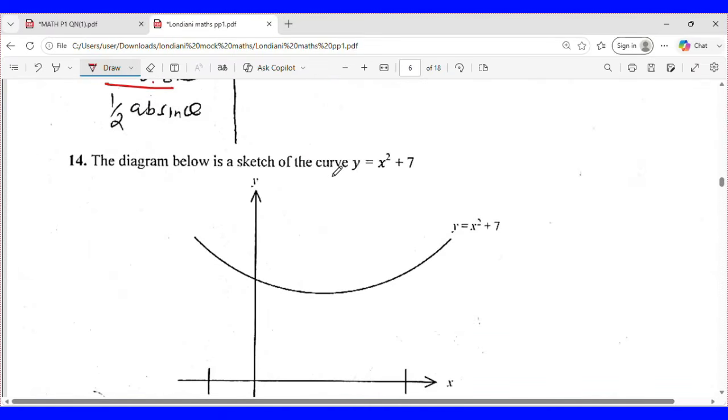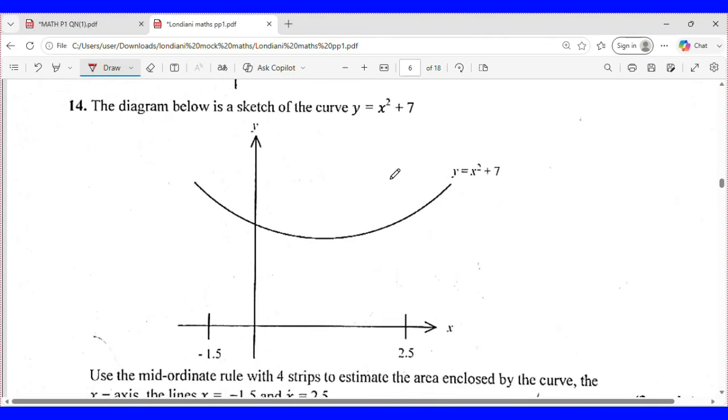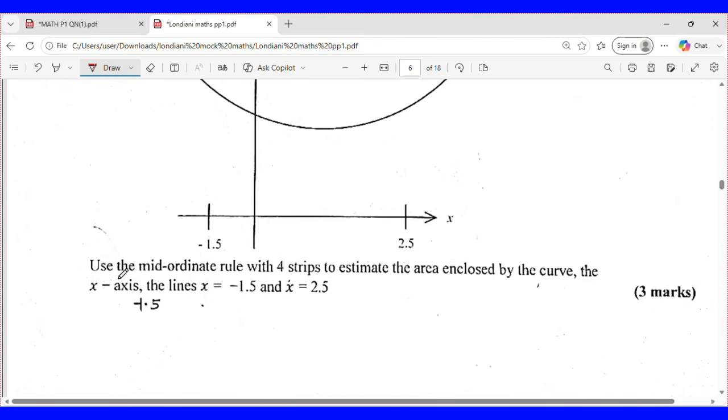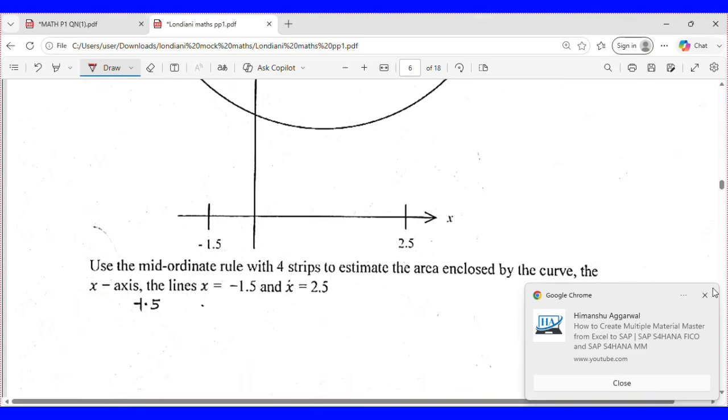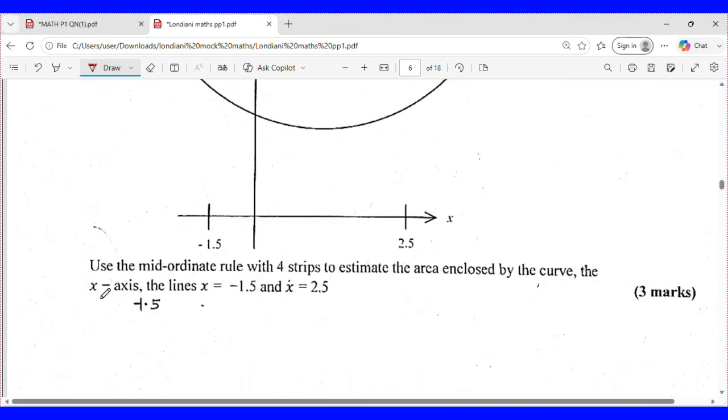Find the sketch below. The curve is this one. Now use the mid-ordinate rule with 4 strips to estimate the area enclosed by the curve, the x-axis and the lines x equals -1.5 to x equals 2.5.